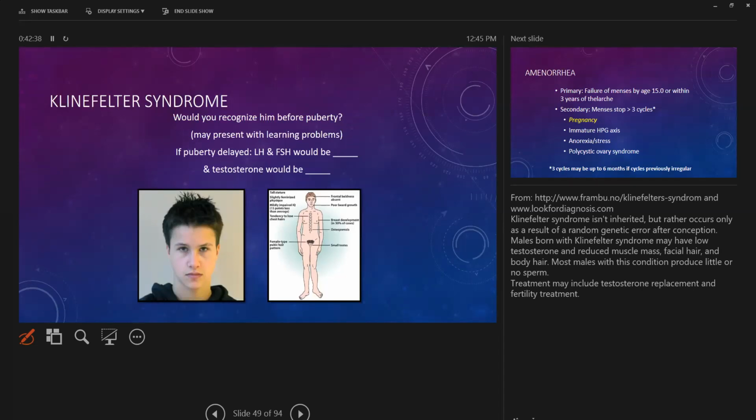Klinefelter syndrome. So Klinefelter syndrome is that syndrome that we talked about before with the abnormal genetic makeup. And normally we won't really recognize this, but usually they have this pubertal delay, and the FSH and LH in this case would be low, and the testosterone would also be low.